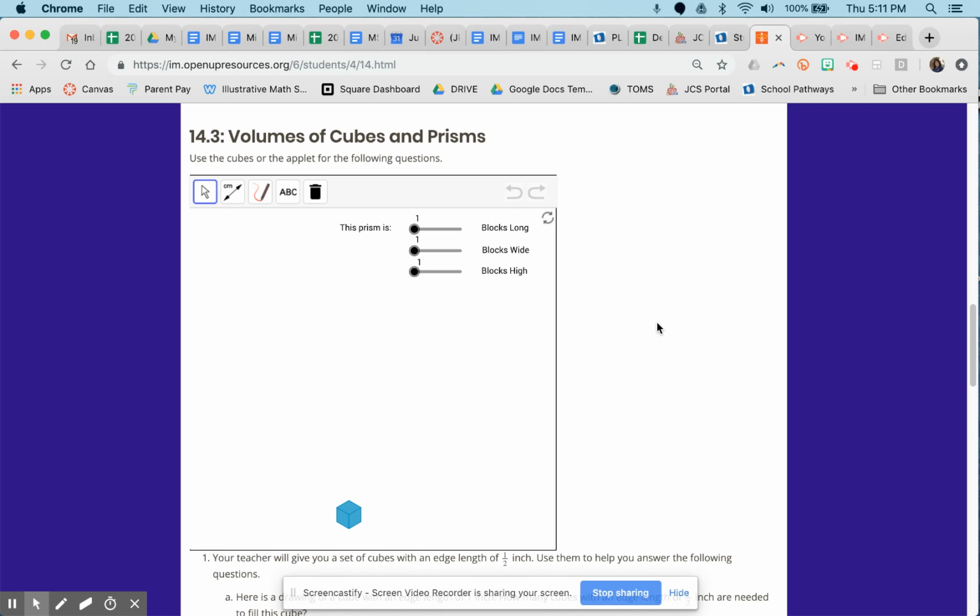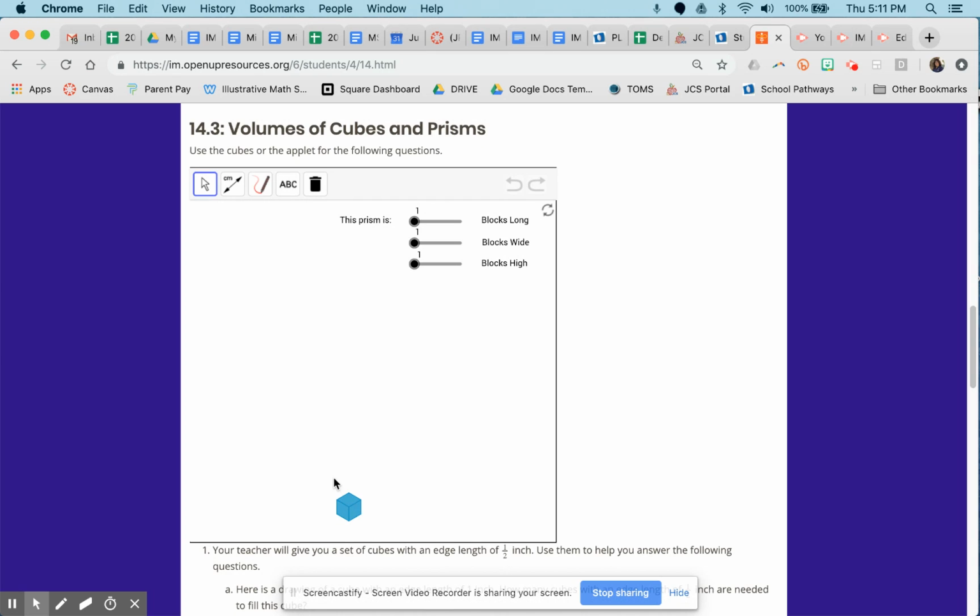So it's a little app within our program here. And we're going to use this to answer some of these questions. It gives you a drawing of a cube with an edge length of 1 inch. And they want to know how many cubes with an edge length of 1/2 inch are needed to fill in that entire cube. So we have a 1/2 inch cube, and we need to keep adding cubes until we make 1 inch across, 1 inch in length, and 1 inch high.